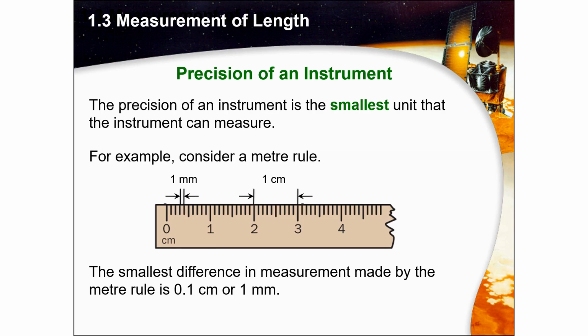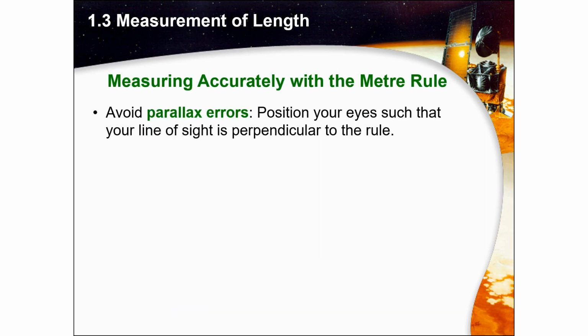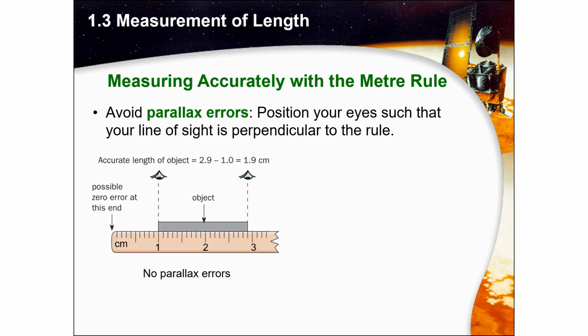We can see it from the meter rule. Now, what about measuring accurately with the meter rule? So we have to remember some of these things. We have to avoid parallax errors. Parallax errors are a common thing that happen to us as scientists or observers, because when we measure or see something, we are not putting our eyes in a perpendicular position. So that makes us judge or count the measurement incorrectly.